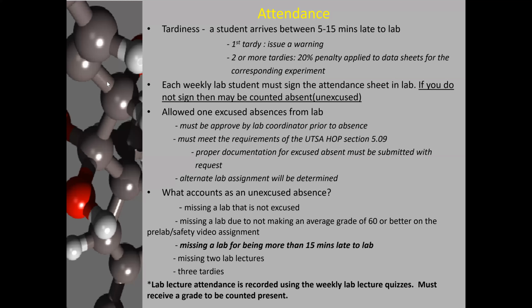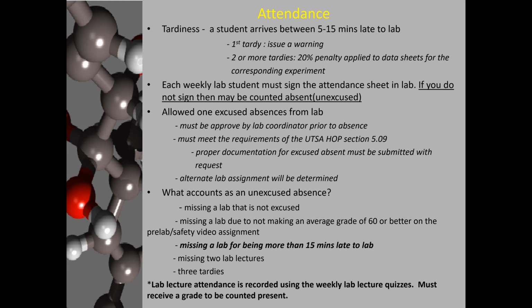So for the labs, we consider tardiness if a student is between 5 and 15 minutes late to lab. The first time they're given a warning. On the second or more times they're tardy, they're given a penalty on the data sheets for the corresponding assignment. Students are required each time they go into lab to sign the attendance sheet that gets passed around the lab. If you didn't sign it, it counts as an absence, which is unexcused.